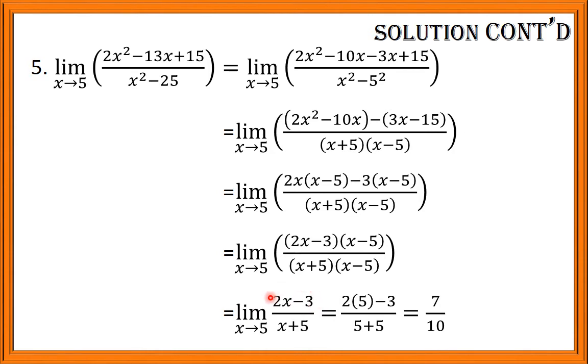And we can now substitute the value of x to be 5 here. So when we put x to be 5, we'll now have 2 multiplied by 5 minus 3 all over 5 plus 5, which will now be equal to 7 over 10. That is 2 by 5 gives us 10, minus 3 gives us 7. So the limit of 2x squared minus 13x plus 15 all over x squared minus 25 as x approaches 5 will be equal to 7 over 10.